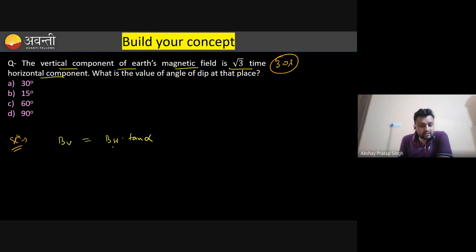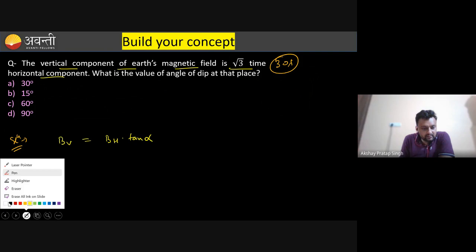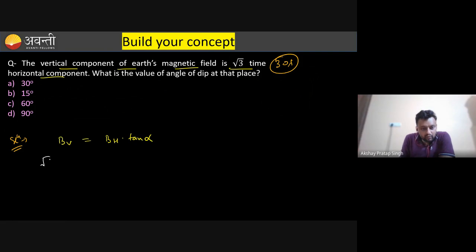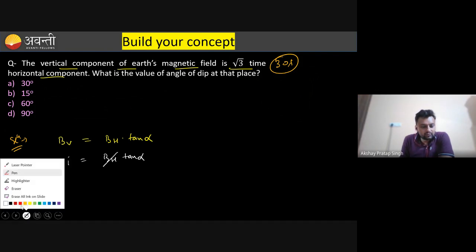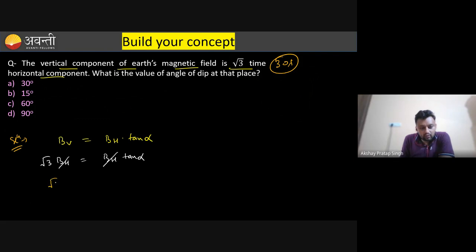Now vertical component is equal to BH into tan alpha. The question says the vertical component is root 3 times the horizontal component. Can you say that vertical component is root 3 times of horizontal component? I have placed this value equal to BH tan alpha. Now you can cancel BH and BH. So what remains? Root 3 is equal to tan alpha.